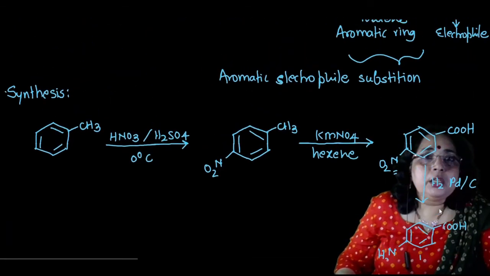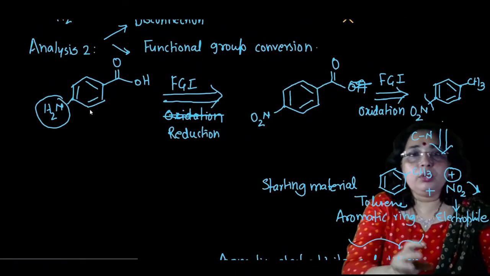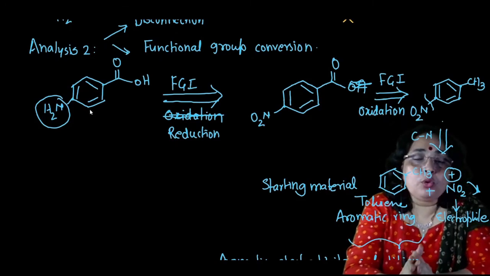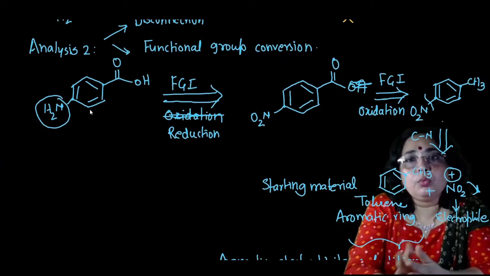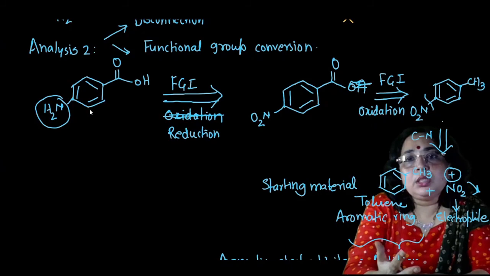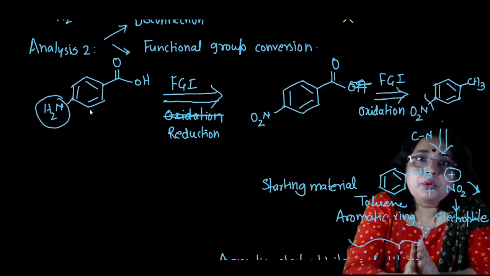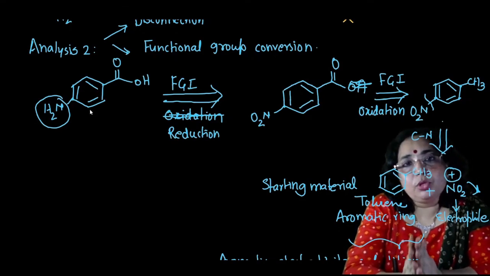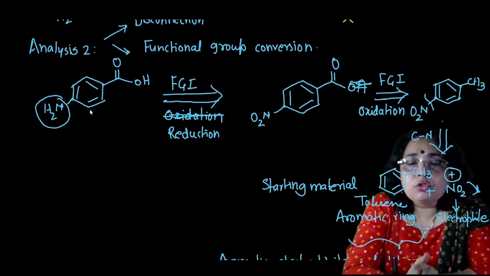Now why is there a need to introduce the FGI? As I told you, when the disconnection approach doesn't work, in such cases we have to introduce functional group interconversion. All right. So this is a very important example in which we have used both approaches. The first approach is the disconnection and the second approach is the FGI, that is functional group interconversion.